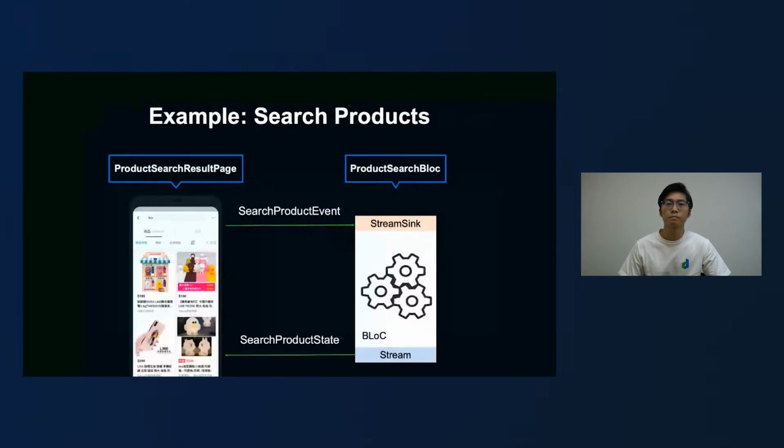And here is an example: search products. The product search result page will send a search product event to a search product BLoC. Then the BLoC will process the given event, then emit a search product state for the product search result page to update its widgets accordingly.